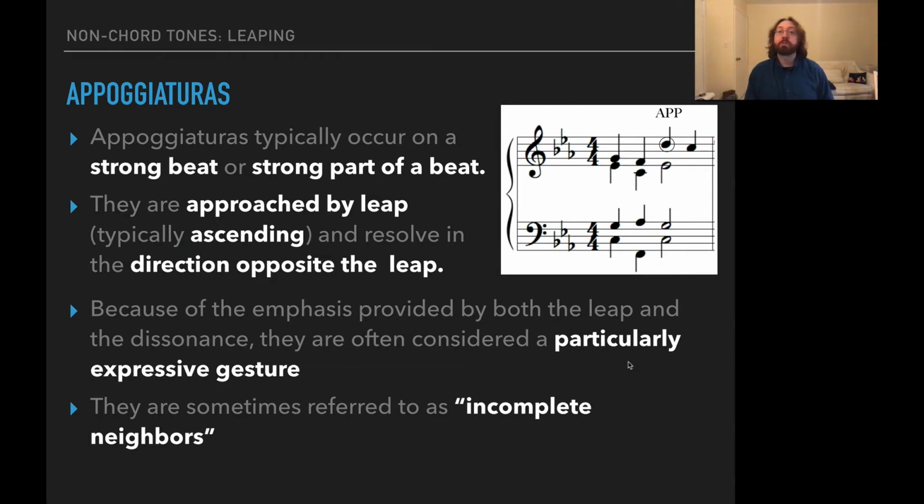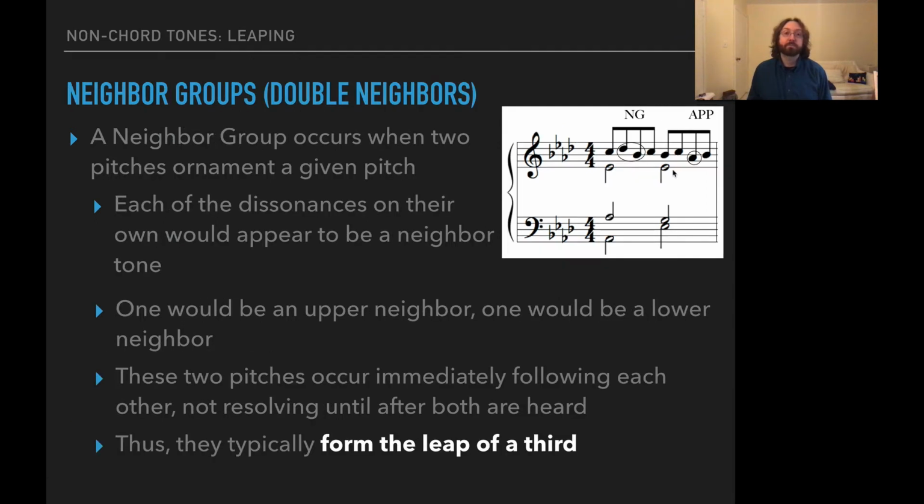Sometimes people will refer to them as incomplete neighbors. The idea being is that it is neighboring a note and it is incomplete on one side. I prefer to talk about this as an appoggiatura. And here we see that leap and then that downward resolution by step in the opposite direction. Upward leap, downward by step. You can reverse this. You can have appoggiaturas jumping downwards and then resolving upwards by step. That just tends to be a little bit less common.